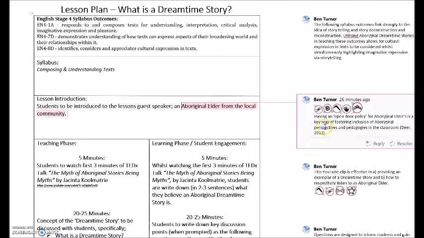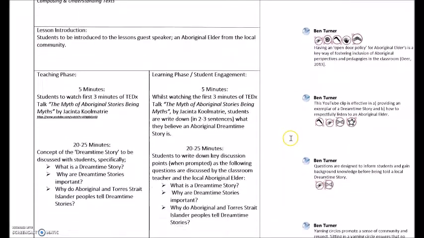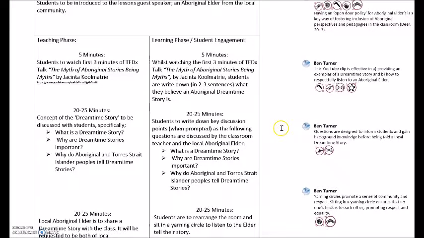community. Having an open door policy for Aboriginal elders is a key way of fostering inclusion for Aboriginal perspectives and pedagogies in the classroom, as stated by Deere in 2013. This lesson very much aims to foster the idea of an open door policy approach, hence the interactiveness with the Aboriginal elder that comes into the classroom.